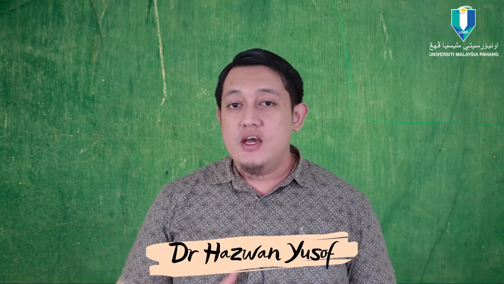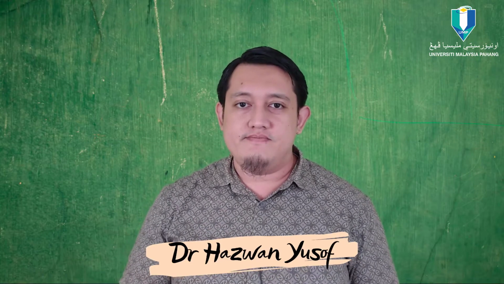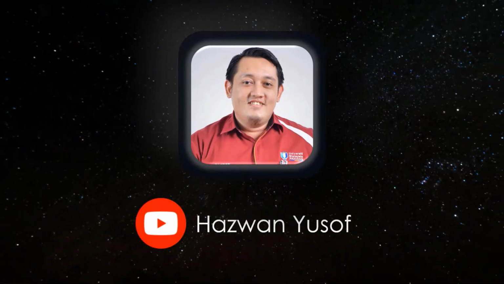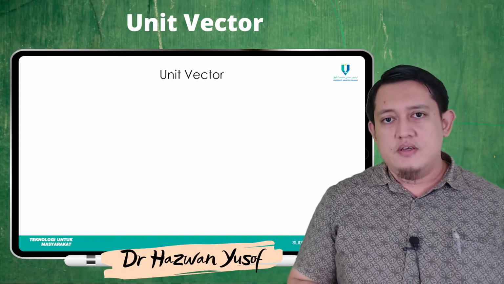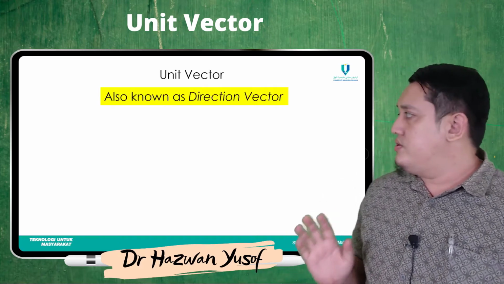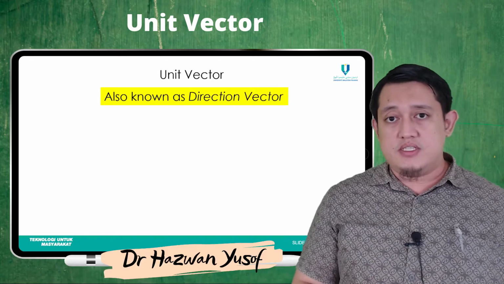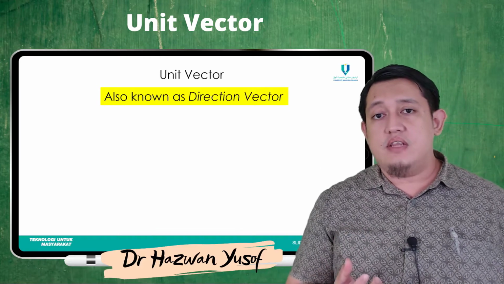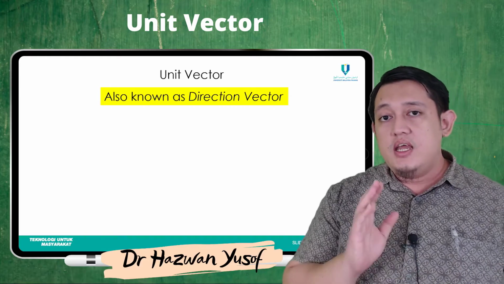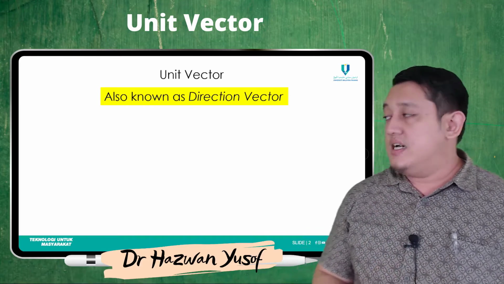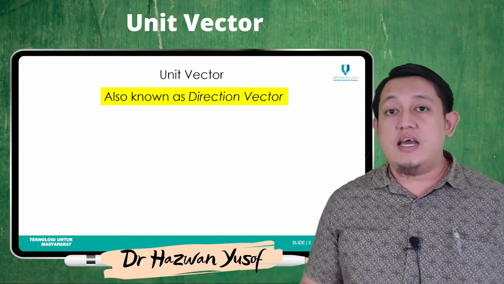I am Hazwan Yusof. Today I'm going to show you about unit vector. So what is unit vector? Actually, unit vector is also known as a direction angle. Why? Because it doesn't contain any unit like meter, Newton, kilogram. No, it doesn't contain any unit. It only shows the direction, which is the I, J, K direction.